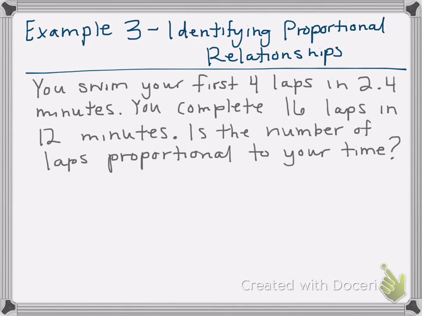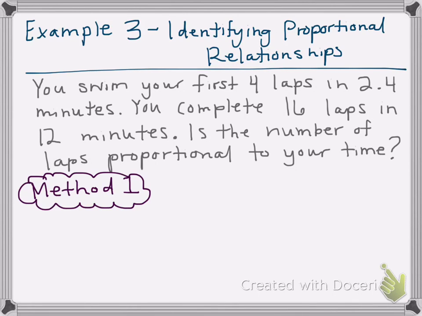Example 3 presents this situation. You swim your first 4 laps in 2.4 minutes. You complete 16 laps in 12 minutes. Is the number of laps proportional to your time? For my swimmers out there, this one is for you.